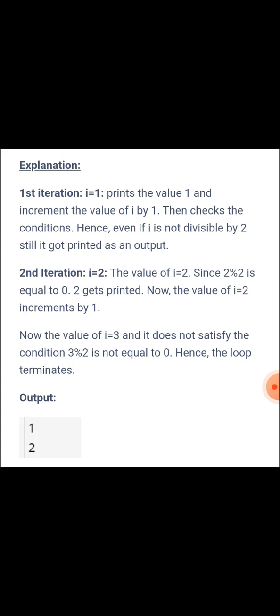Second, the value of I is equal to 2, then the remainder of 2 modulus 2 is equal to 0, so it gets printed. Now the value of I gets incremented by 1. Now it will check for I equal to 3, and the value 3 does not satisfy the condition. The remainder is not equal to 0, hence the loop terminates. So in the output you can see 1 and 2 get printed. So these are the workings of the for, while and do while loops.